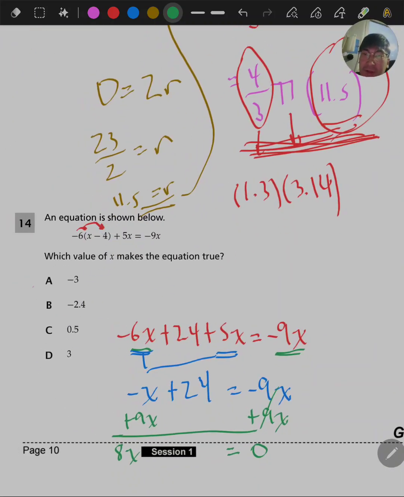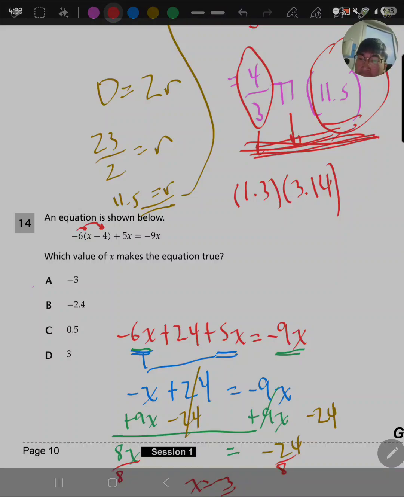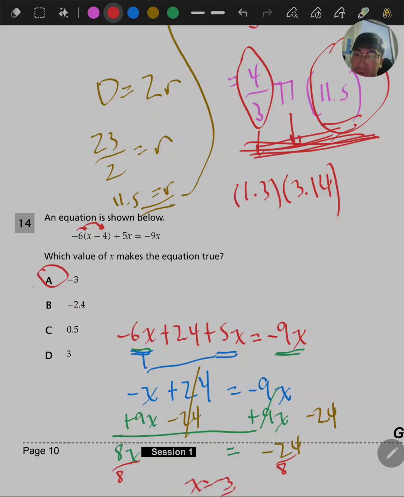But I ran out of space, so I'm just going to do two steps in one. So I'm going to subtract 24 on both sides, -24. Okay, this goes away. 24 becomes a -24. And then finally, to get x by itself, you just divide by 8. Divide by 8. So x is going to equal -3. Okay. All right, x is equal to -3, so this is answer choice A.